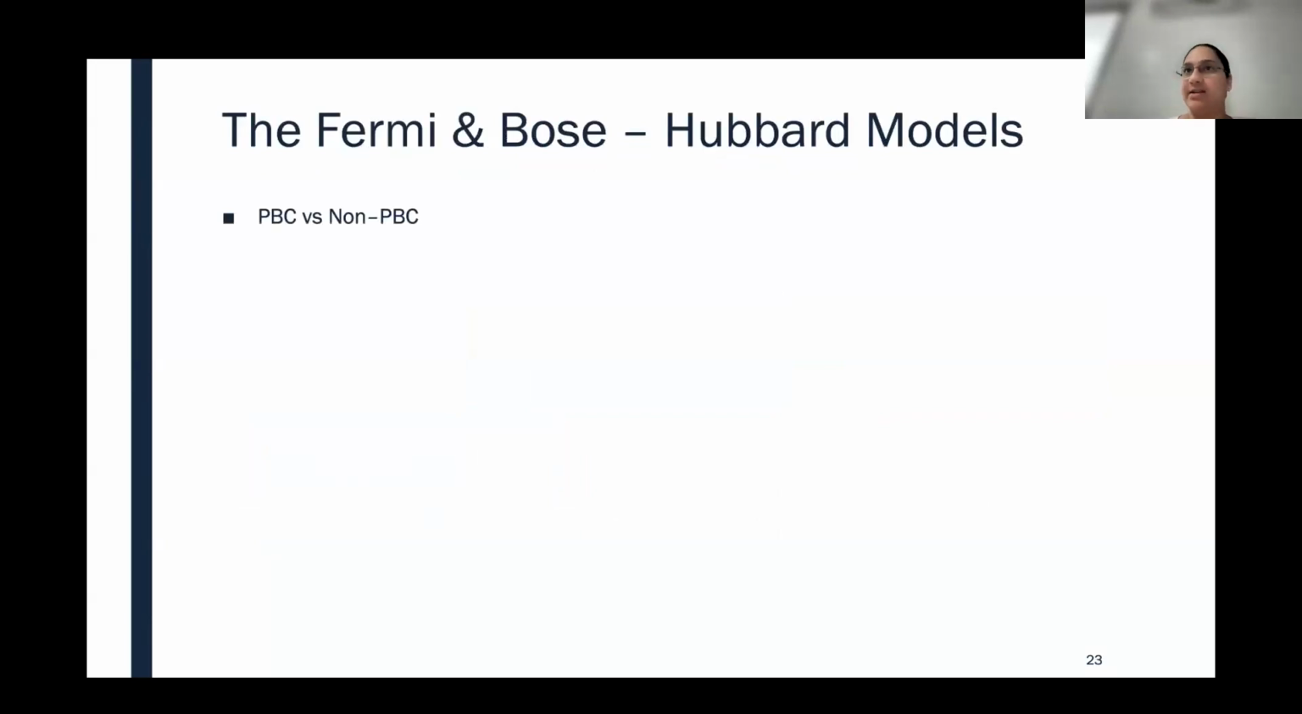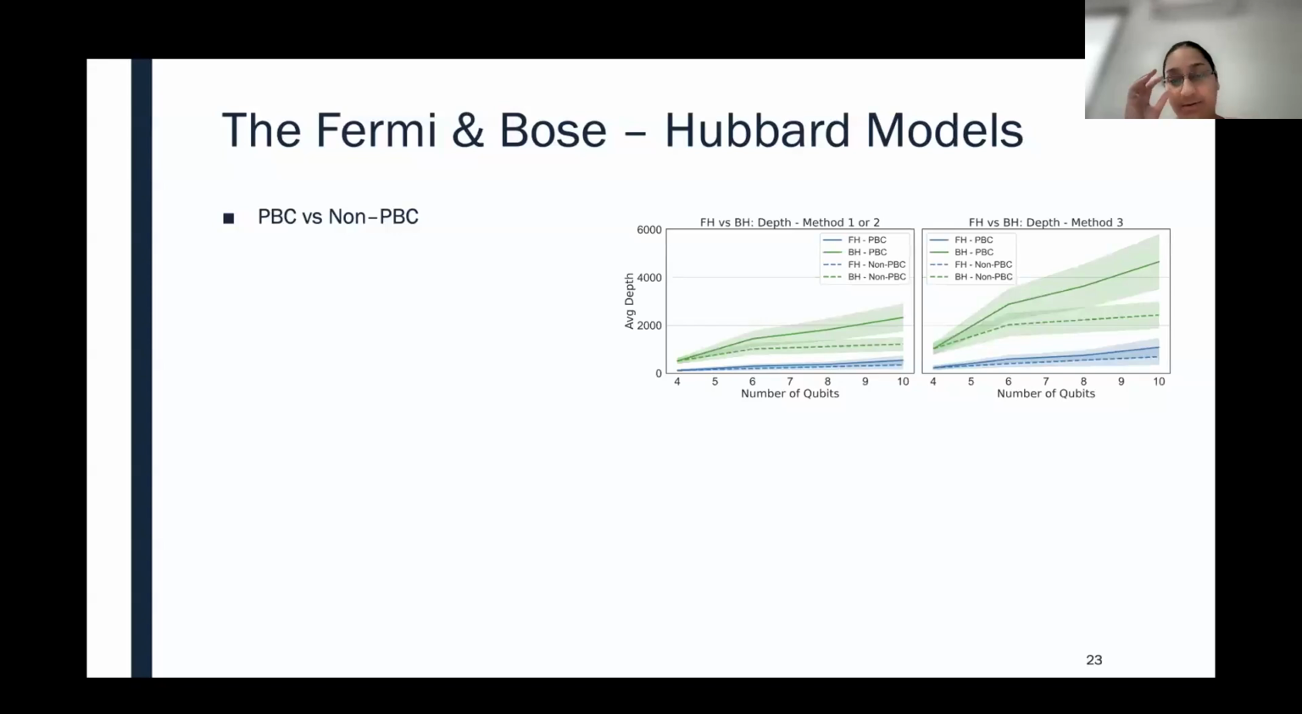So now let's start with the benchmarking. For the Hubbard models, we are going to first focus on whether the circuit has periodic boundary conditions or they do not. So this is the plot that shows average circuit depth with respect to number of qubits for Fermi-Hubbard, Bose-Hubbard, PBC or non-PBC. PBC is obviously periodic boundary conditions. The first plot here is for method 1 or method 2, because both of these methods have the same circuit depth. And the second one here is for method 3. Method 3, as we talked about before, is mirror circuit, and therefore it has double the circuit depth than method 1 or method 2.